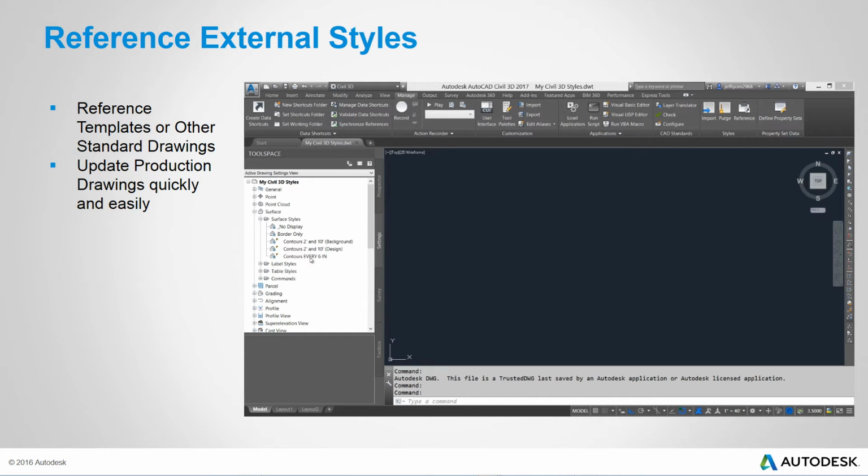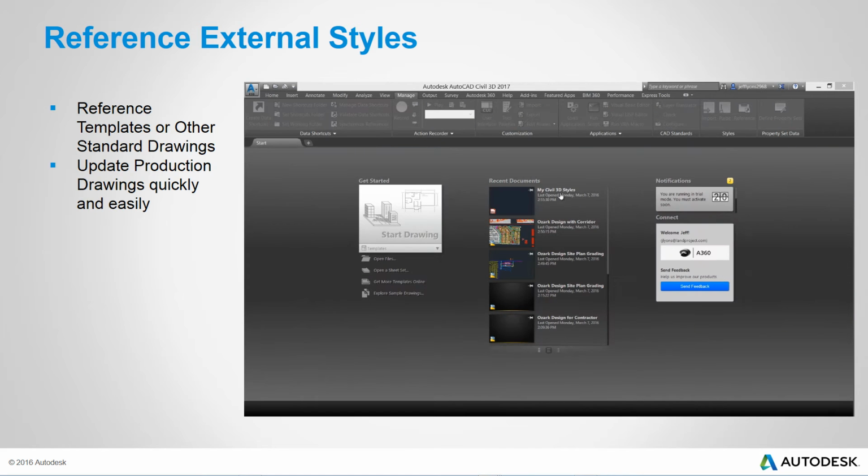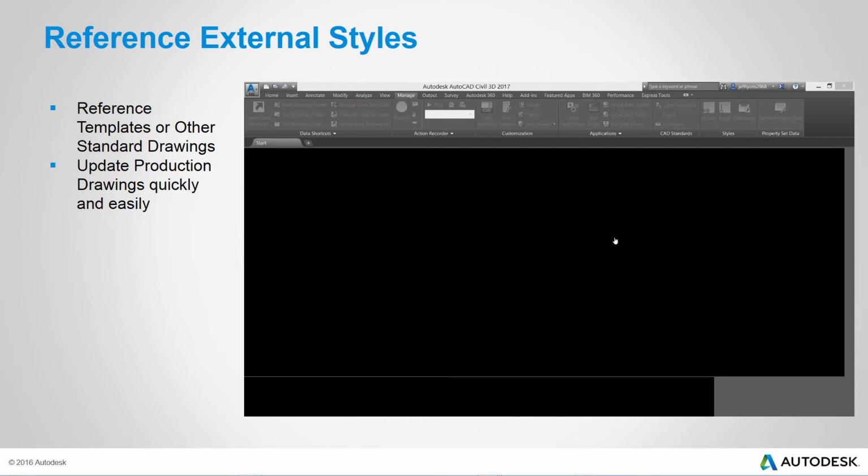In this demonstration, we've created a template called mycivil3dstyles.dwt. I've gone ahead and reviewed the fact that there's some city standards, there's some custom styles based on specific project type. So as you can see, anything from surface styles to profile view styles can be stored in your template. This isn't new.